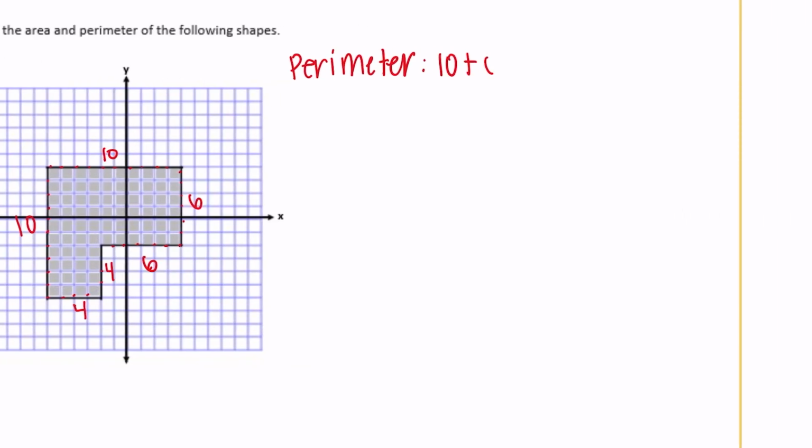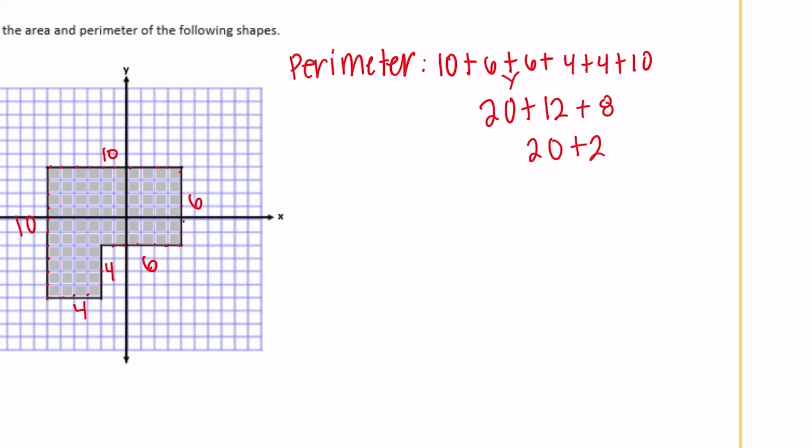So to find the perimeter, I'm going to add all of those units together. 10 plus 6 plus 6 plus 4 plus 4 plus 10. So I'm going to add the 10s together. So we have 20 plus the 6s would be 12 plus the 4s would be 8. And then I get 20 plus 20 is equal to 40 units. So the perimeter is 40 units.